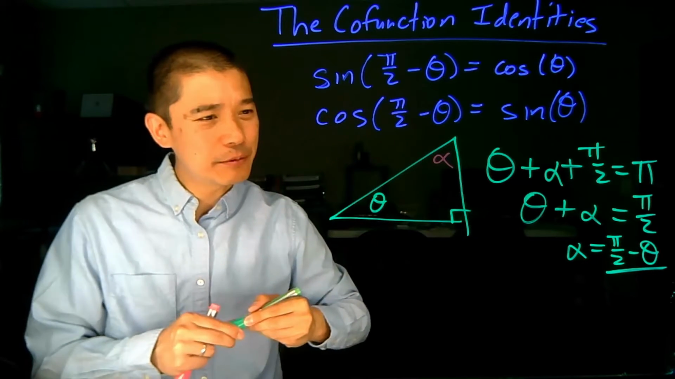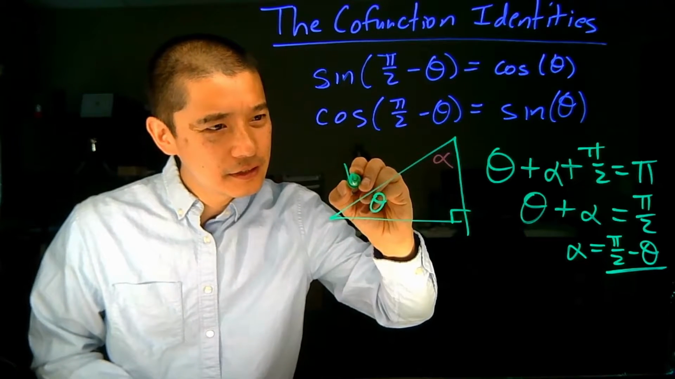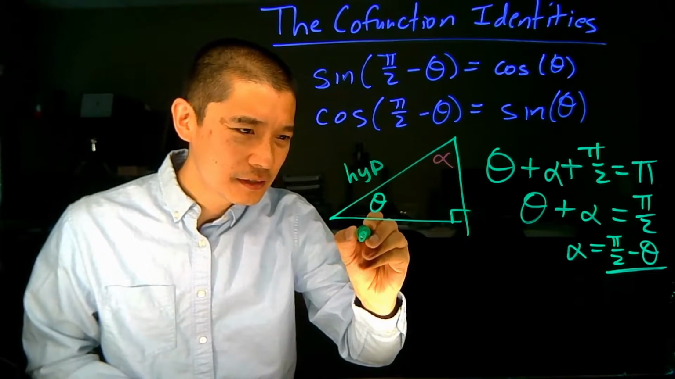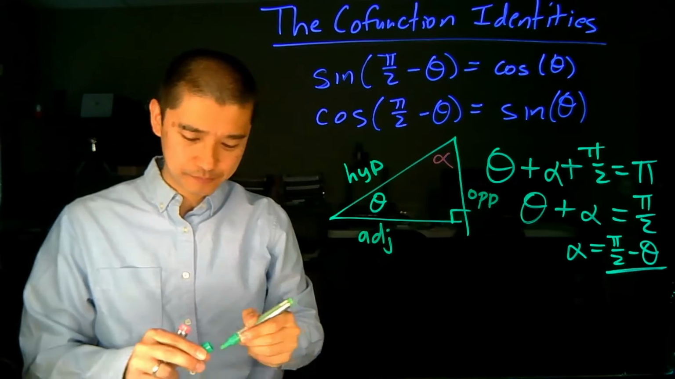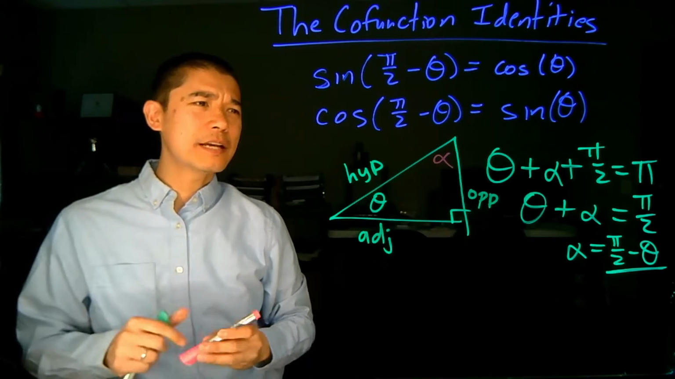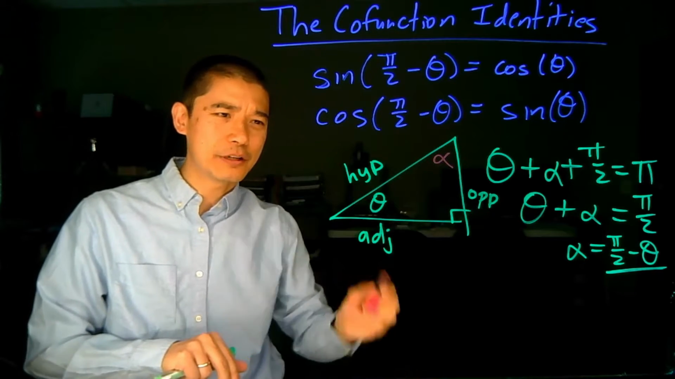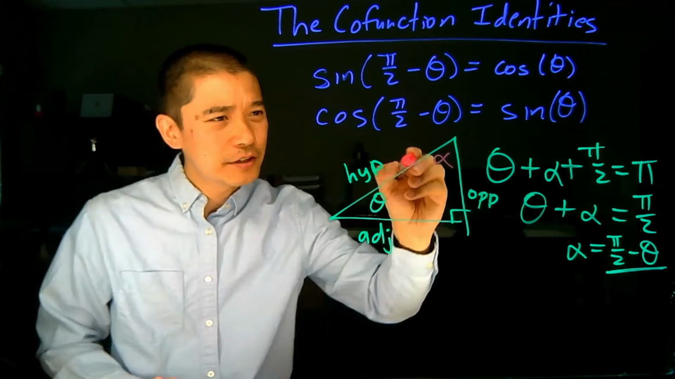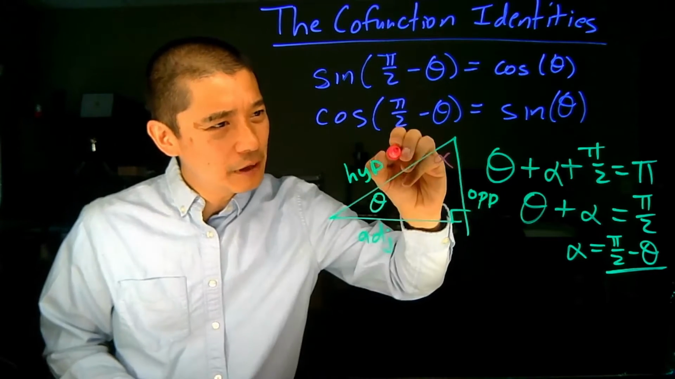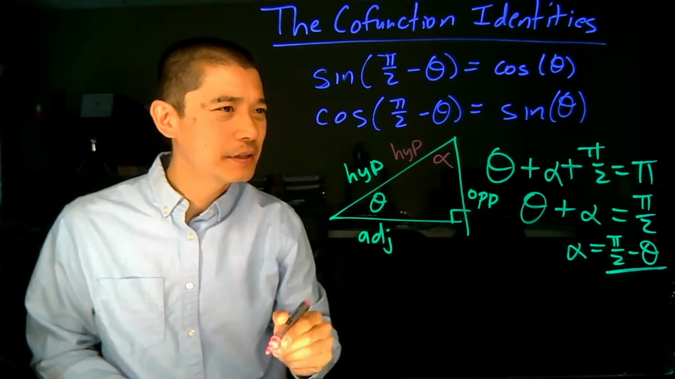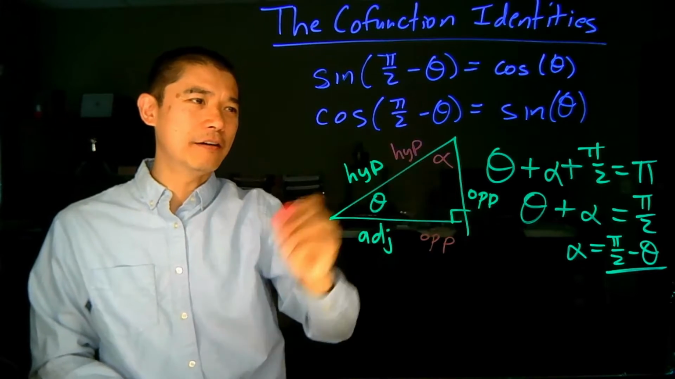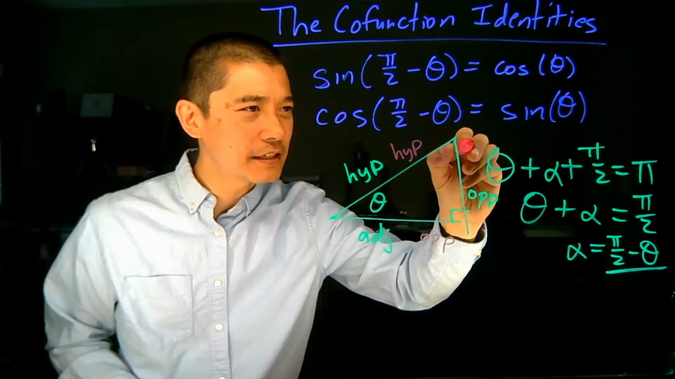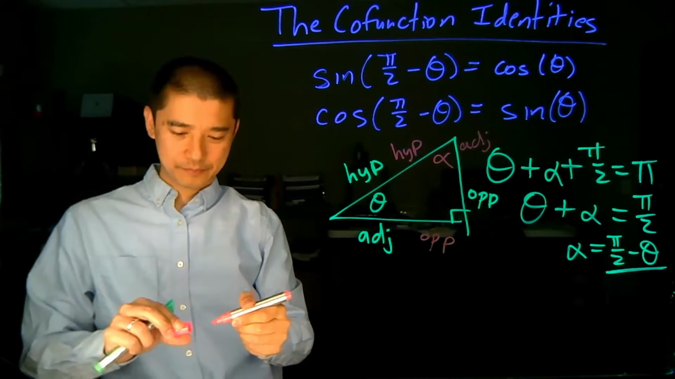So I'm going to start labeling the sides. Relative to theta, this is the hypotenuse, that's the adjacent side, and that's the opposite side. But remember that the labels change depending on whether you're looking at it relative to this angle or that angle. So let's take a look here. Relative to alpha, well, the hypotenuse will always be the same. This over here is the opposite relative to alpha, and this is the adjacent relative to alpha.